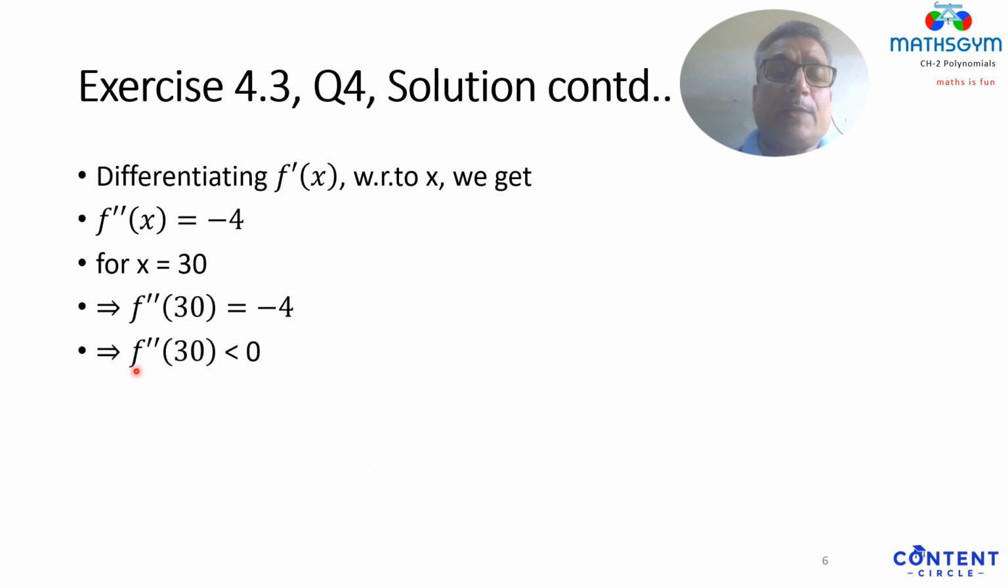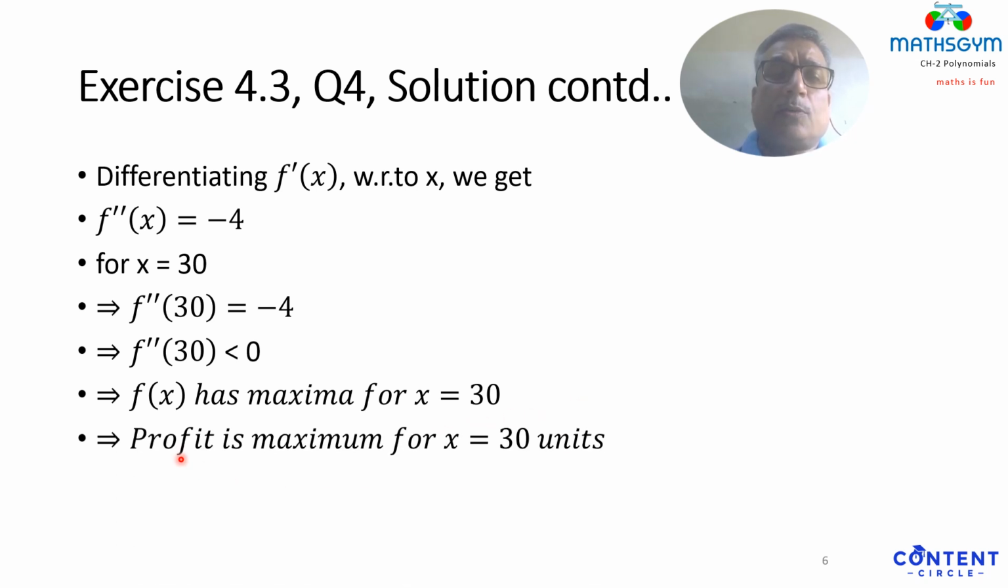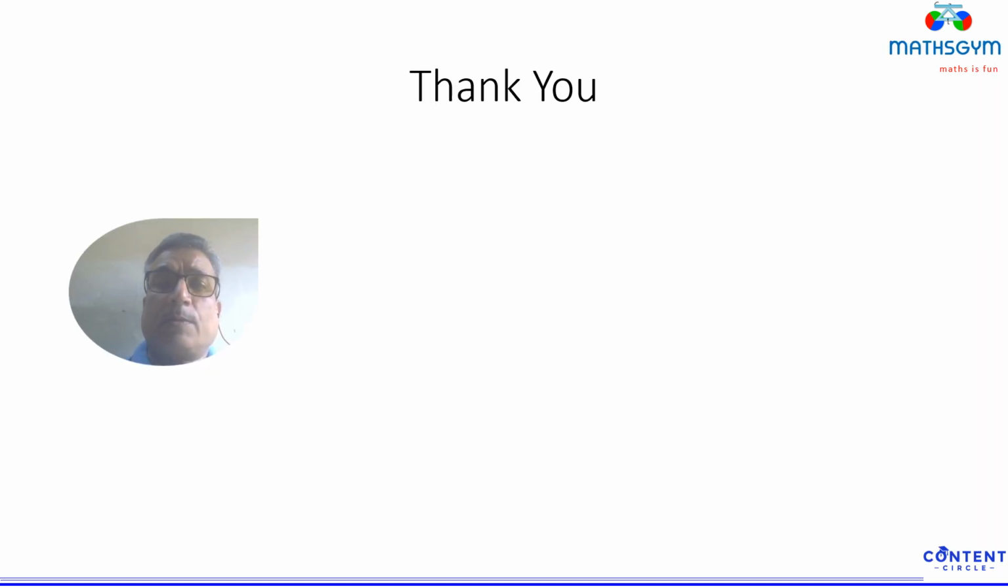Basically it means f double dash 30 is smaller than 0, and we know the condition that the function will be maximum if f double dash x is smaller than 0. So this implies f(x) has maxima for x equal to 30. So profit is maximum for x equal to 30 units. So that's our final answer. Thank you very much for watching the video.